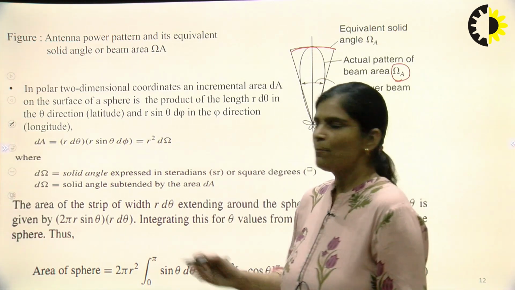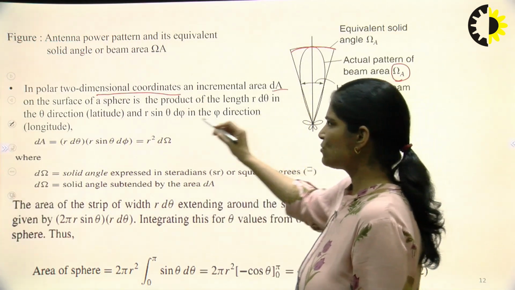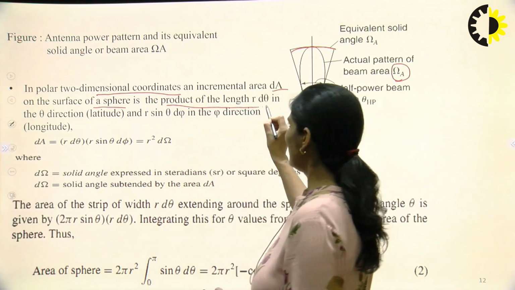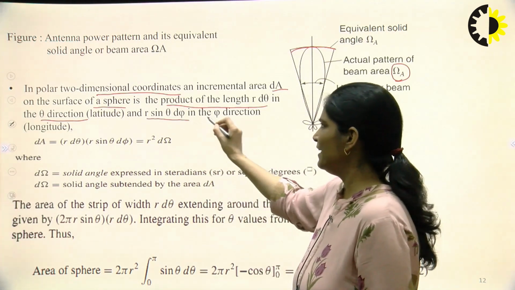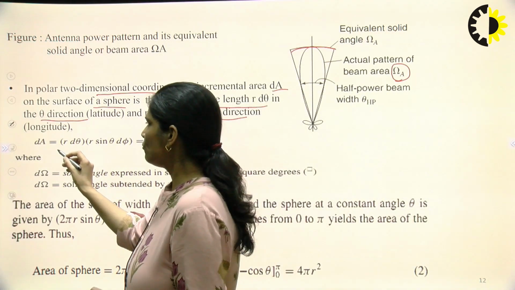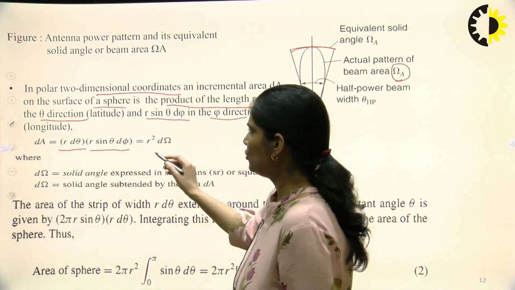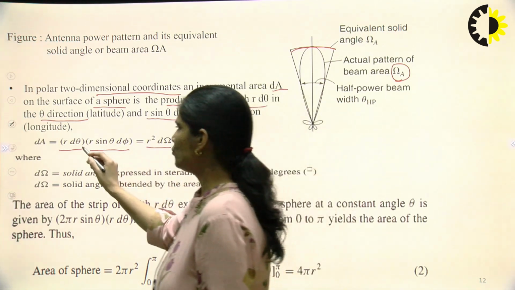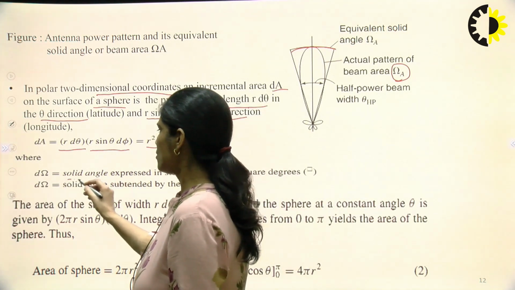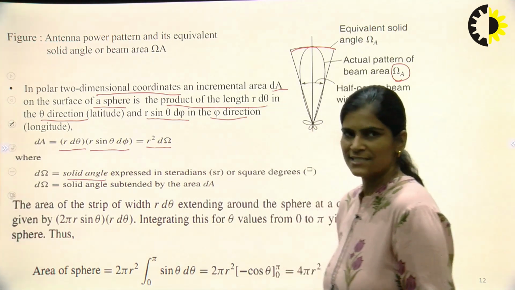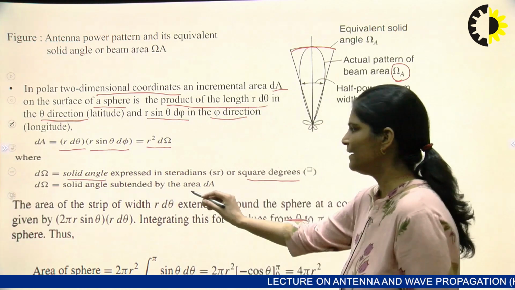Now in polar two-dimensional coordinates, an incremental area dA on the surface of the sphere is the product of the length r d theta in the theta direction and r sine theta d phi in the phi direction. So your dA is equal to r d theta times r sine theta d phi. Now here you will get r square d omega. If you want to find dA, you can calculate it like this. This d omega is the solid angle expressed in steradian, or square degree, and d omega is subtended by area dA.